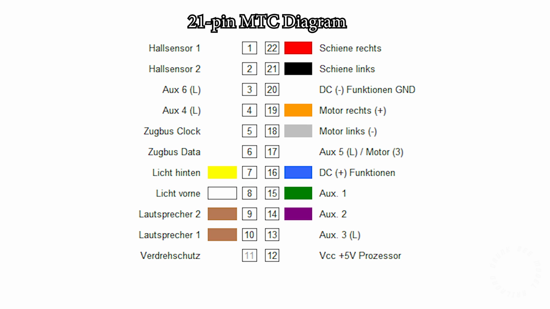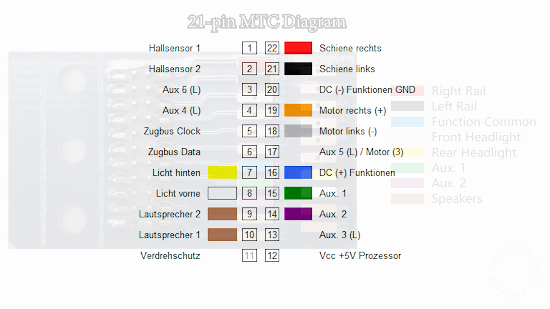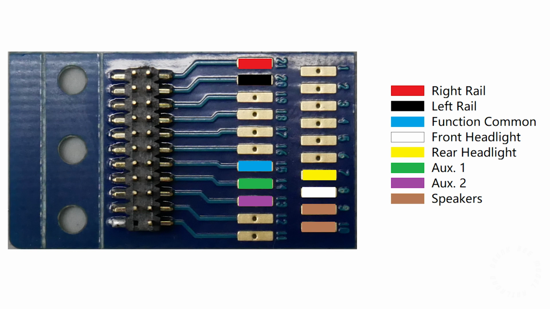Pin number 18 and number 19 are for the motor, which we are not using because our cab car isn't powered. If you are doing a DCC installation for a locomotive, you would use pin number 18 and 19 for the motor. Pin number 21 and 22 I have already covered in the last video, which are the left and right track pickups.